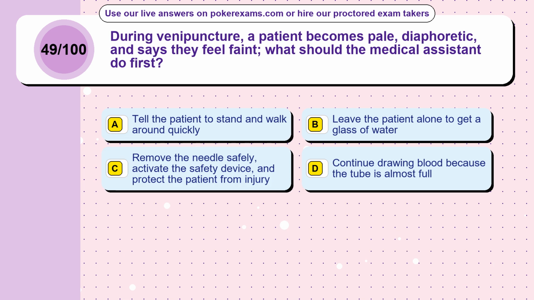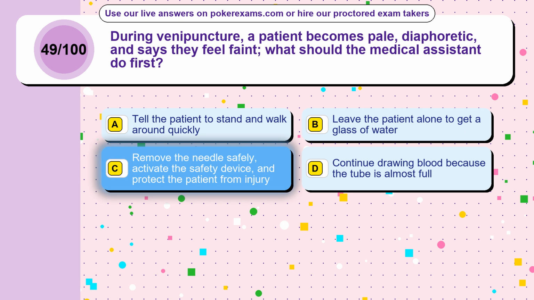Question 49. During venipuncture, a patient becomes pale, diaphoretic, and says they feel faint. What should the medical assistant do first? Option A, tell the patient to stand and walk around quickly. Option B, leave the patient alone to get a glass of water. Option C, remove the needle safely, activate the safety device, and protect the patient from injury. Option D, continue drawing blood because the tube is almost full.